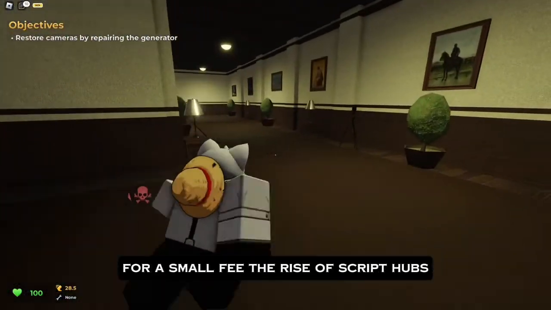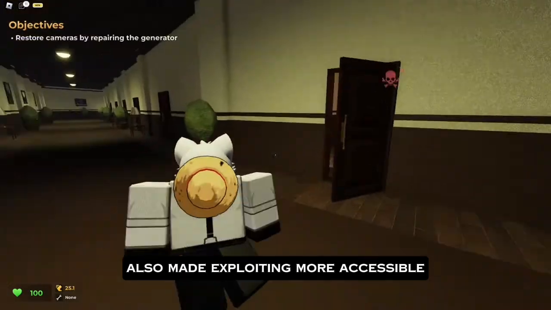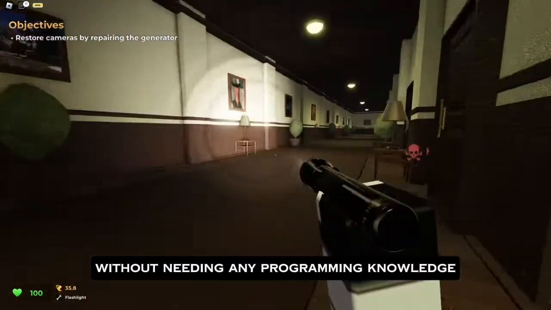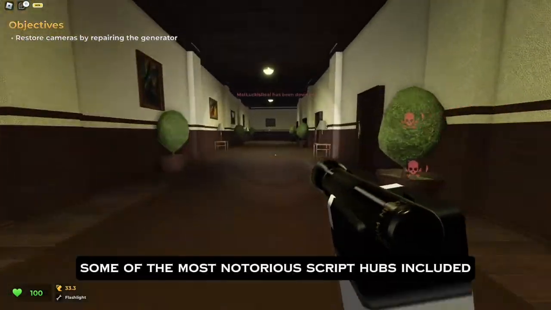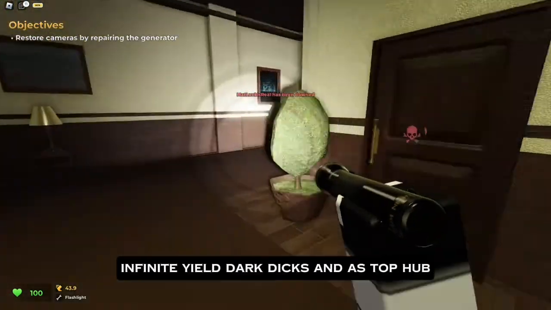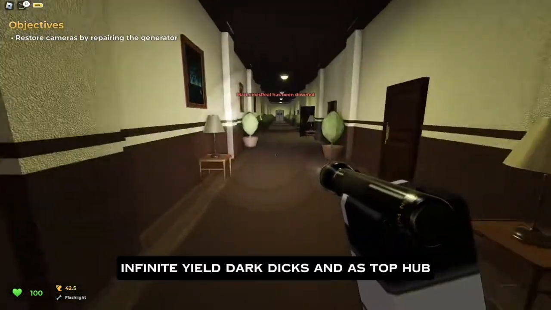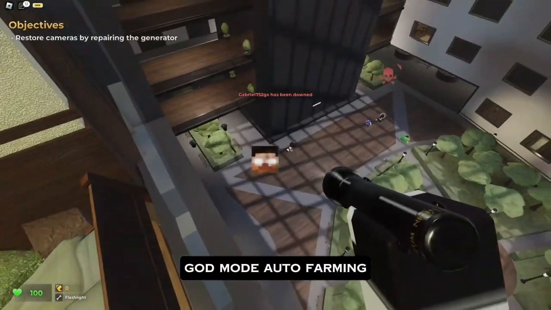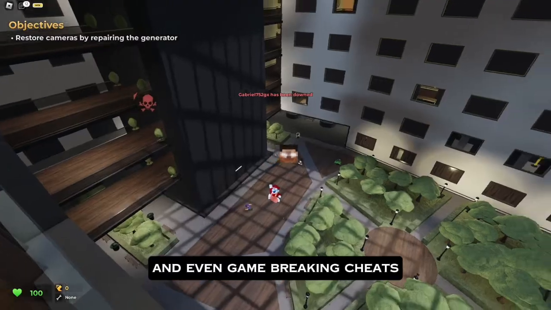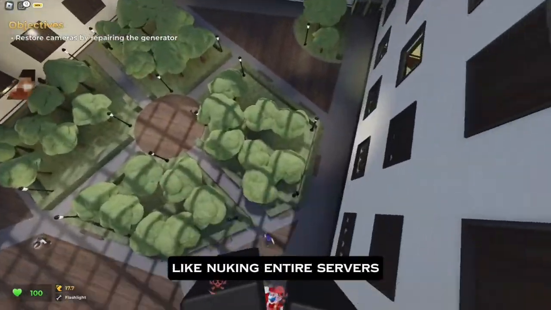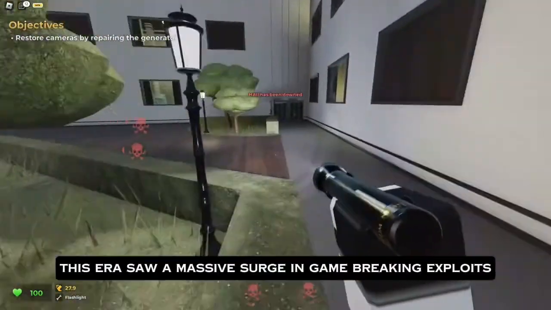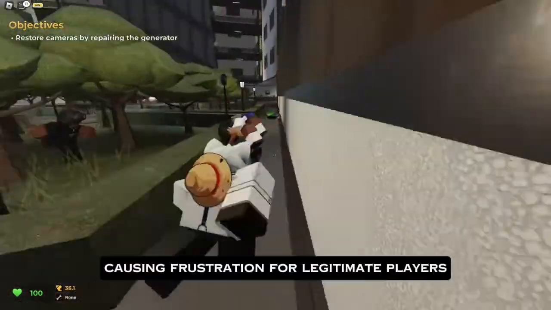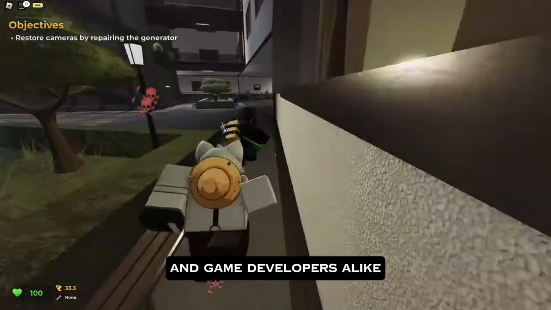The rise of script hubs also made exploiting more accessible, allowing users to run pre-made scripts without needing any programming knowledge. Some of the most notorious script hubs included Infinite Yield, DarkDex, and AzTupHub, which provided tools for teleportation, God mode, auto-farming, and even game-breaking cheats like nuking entire servers. This era saw a massive surge in game-breaking exploits, causing frustration for legitimate players and game developers alike.